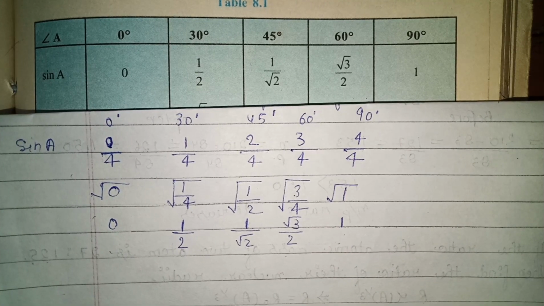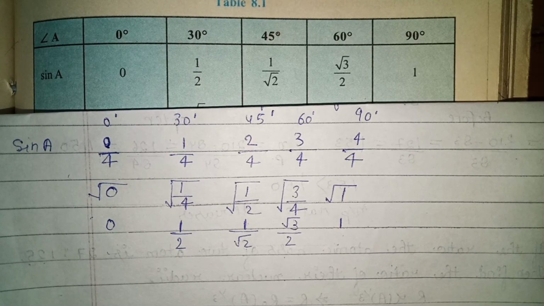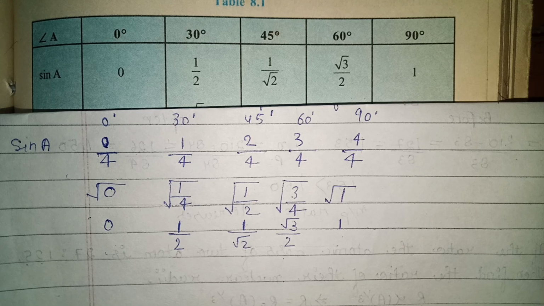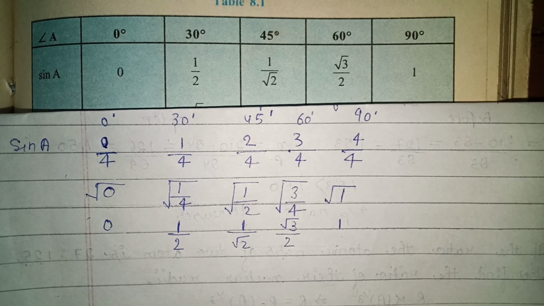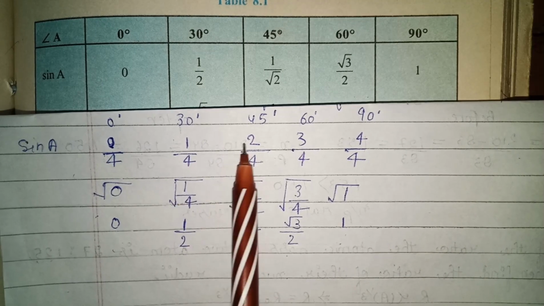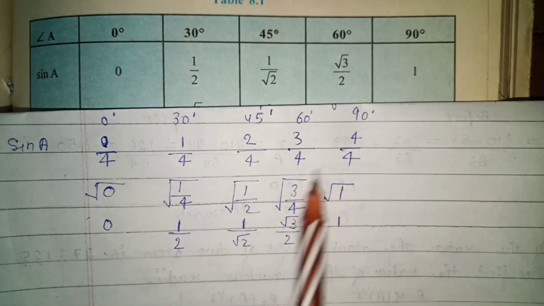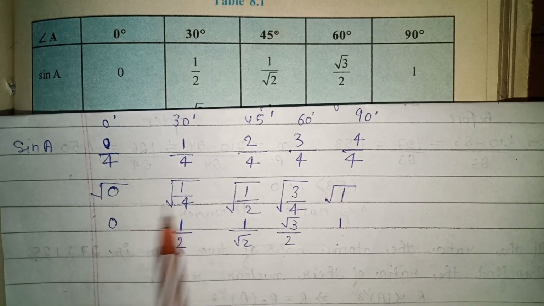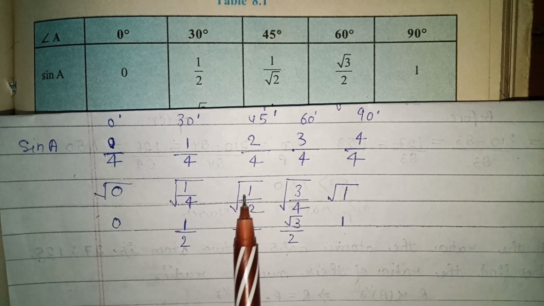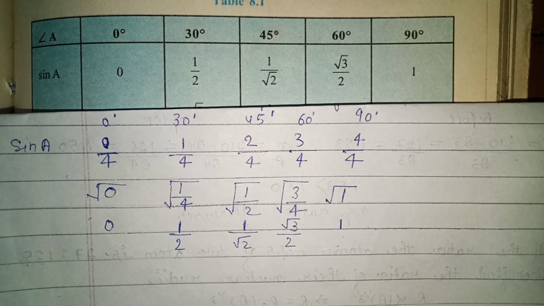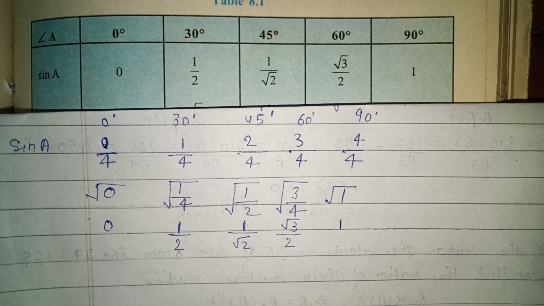Okay, now we got the point. We have only 5 angles here, that is 0, 30, 45, 60 and 90. We have to take numbers from 0 to 4 representing these angles, like 0, 1, 2, 3, 4. Now we have to divide these numbers by 4. Now we have to take the square root of these numbers. Now we get 0, 1 by 2, 1 by root 2, root 3 by 2 and 1 as our answer. So simply you just have to remember this procedure, then you don't need to learn these values also.